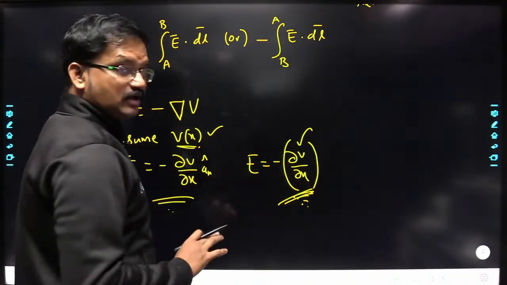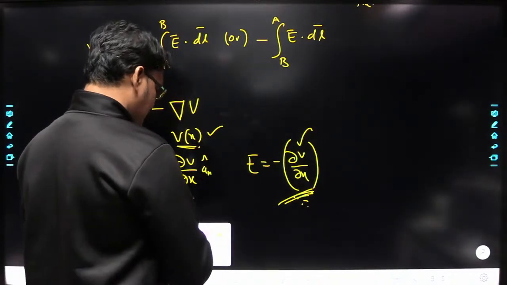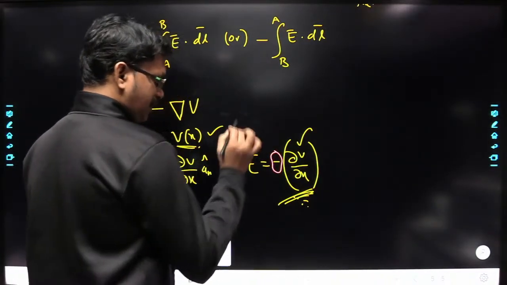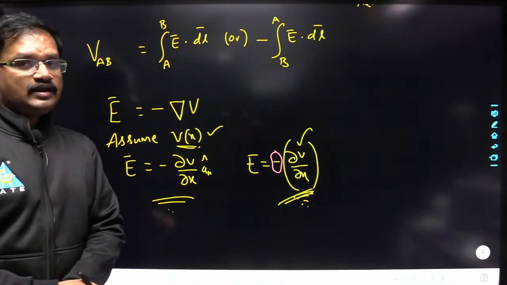Okay, so if you differentiate the potential here, then you are going to get the electric field. So after differentiation, what you have to do? You have to multiply with what? You have to multiply with minus. Then you are going to get what? Then you are going to get electric field.